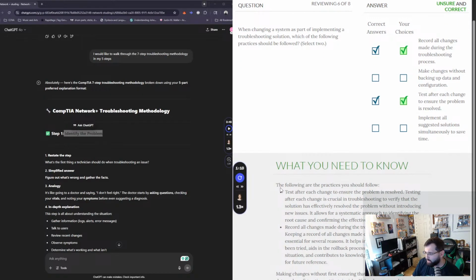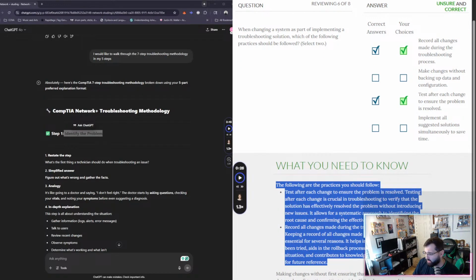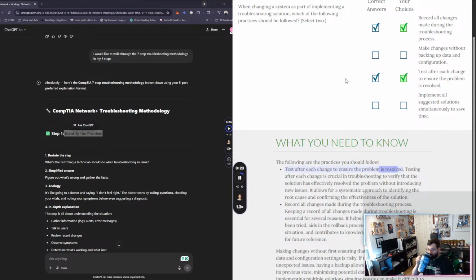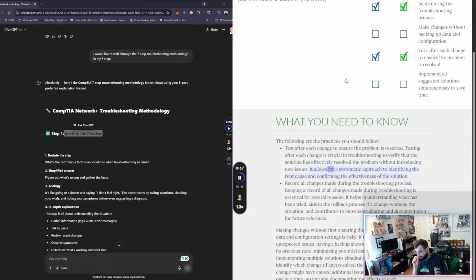Okay, we're not going to have it read all of the stuff, but we are going to have it read this. The following are the practices you should follow. Test after each change to ensure the problem is resolved. Testing after each change is crucial in troubleshooting to verify that the solution has effectively resolved the problem without introducing new issues. It allows for a systematic approach to identifying the root cause and confirming the effectiveness of the solution.